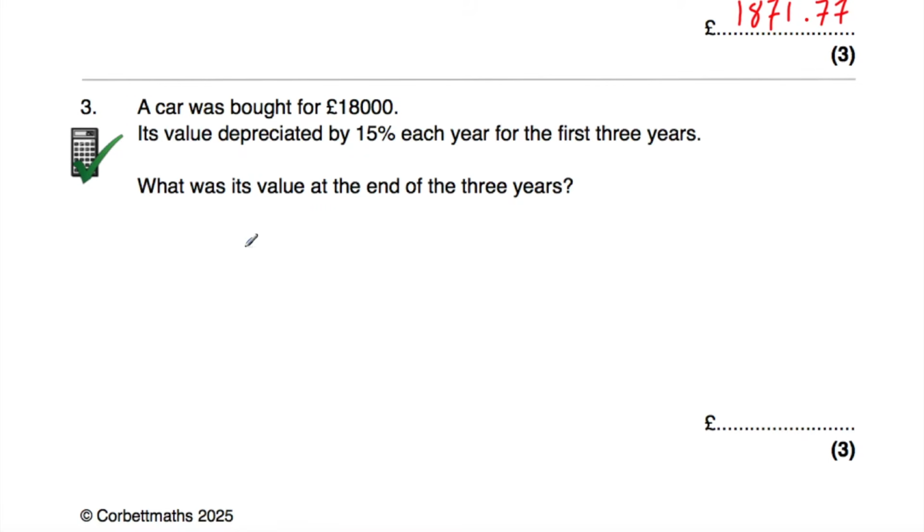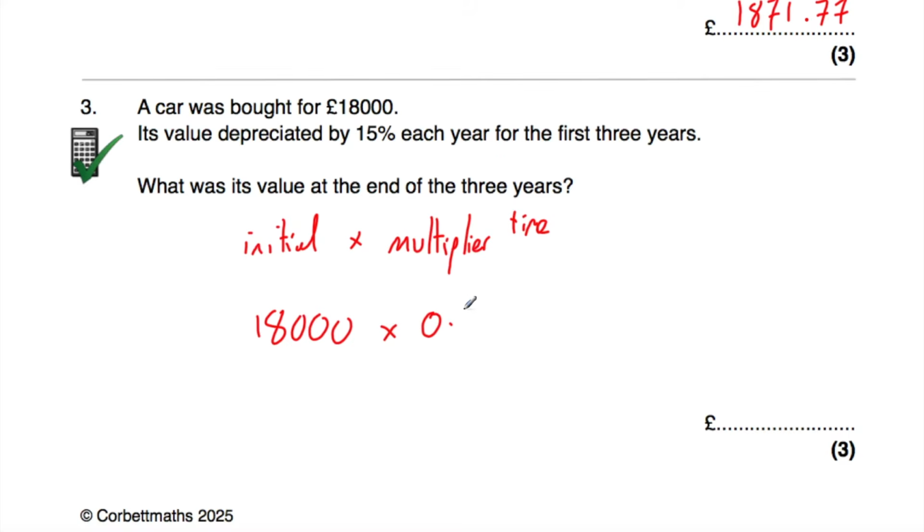Okay, so again, we're going to use the same formula because we can use these for compound interest questions or those repeated percentage change questions. So initial multiplied by the multiplier, to the power of time. So here, the initial value of the car was £18,000. The multiplier, because it's decreasing by 15%, depreciate means it's going to go down in value, so it's depreciating by 15% each year. So if it starts at 100%, if you decrease it by 15%, you'll be left with 85%. So the multiplier would be 0.85.